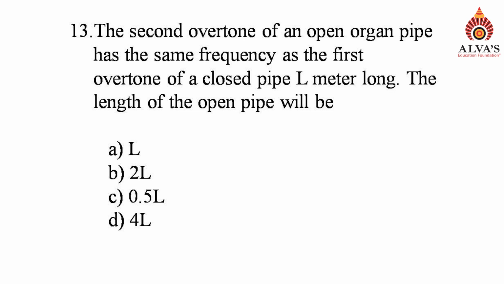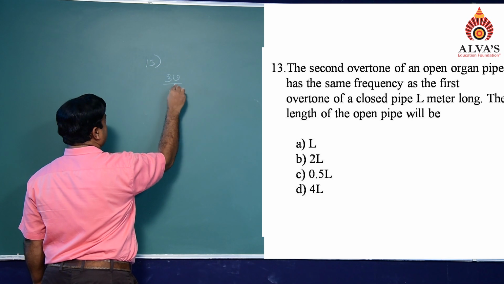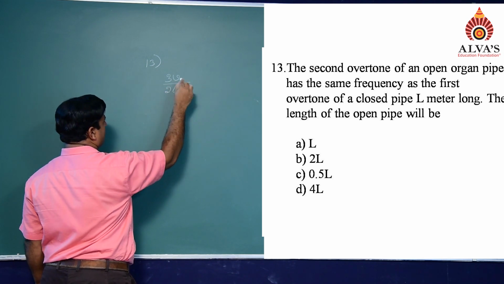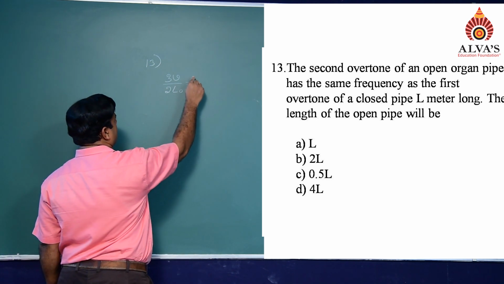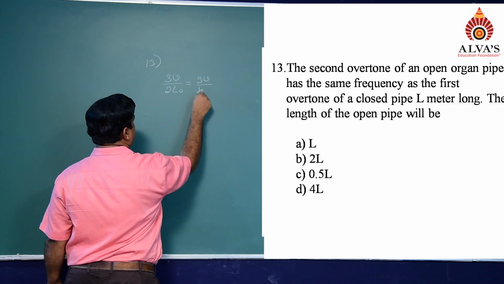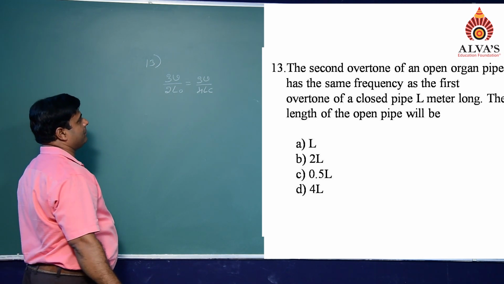The second overtone of an open organ pipe has the same frequency as the first overtone of a closed pipe L meter long. The length of the open pipe will be. So, two pipes are given, open and closed pipe. They are vibrating with the same frequency, but vibrating in the different mode. For open pipe, it is the second overtone whose frequency is 3V by 2 times L. Its frequency is equal to the closed pipe vibrating in the first overtone, which is 3V by 4 times the length. You have to find out length of the open pipe.